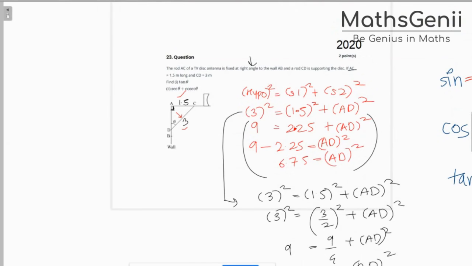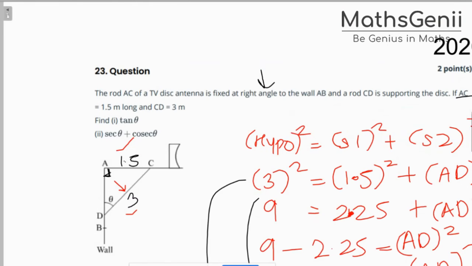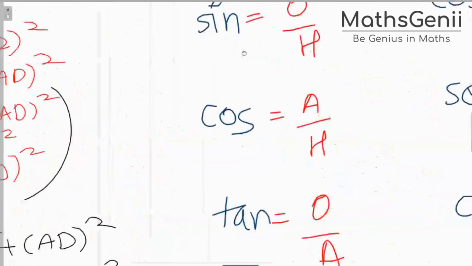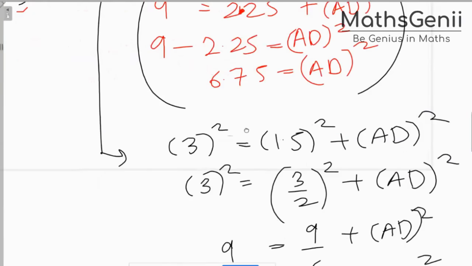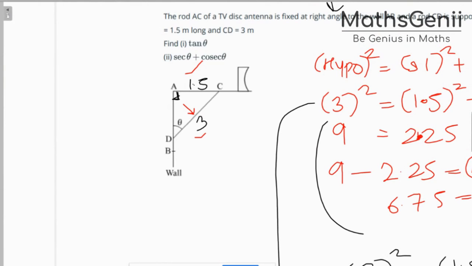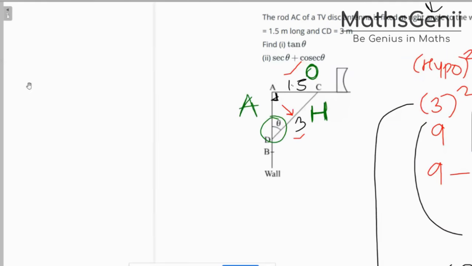What you had to find in the question is tan theta. Now go back to my revision. Tan theta is O by A. How do you understand what is O, what is A, what is H? This is theta, right? Always take theta as the reference. The side opposite to theta is the opposite side, so this is O. The side opposite to 90 degrees is always the hypotenuse H. Whatever side remains after O and H is A. Correct? So you had to find tan theta according to the question.